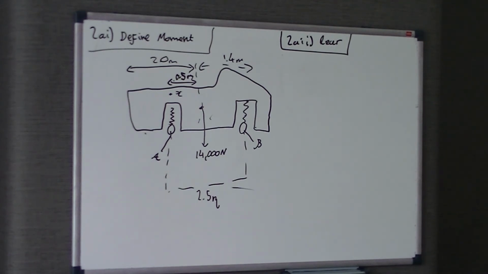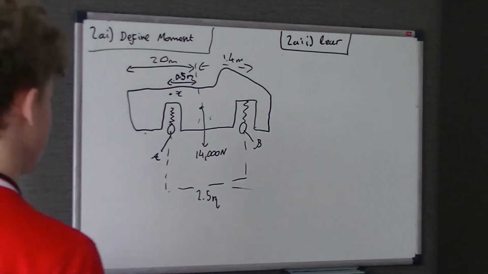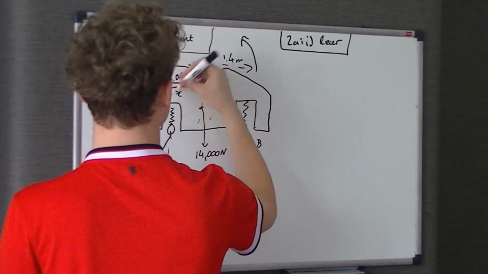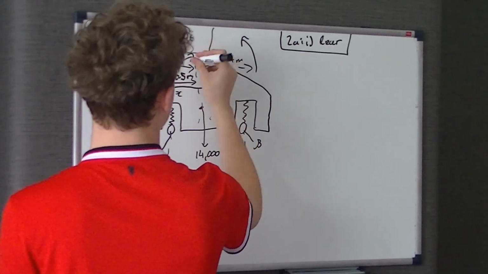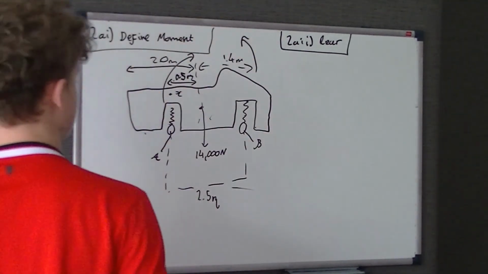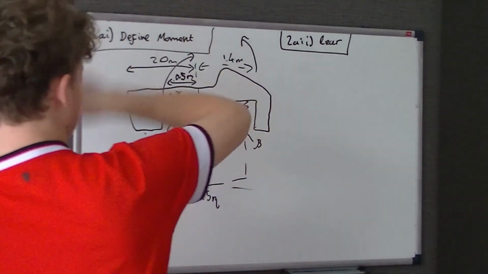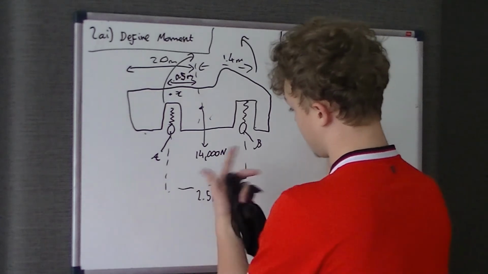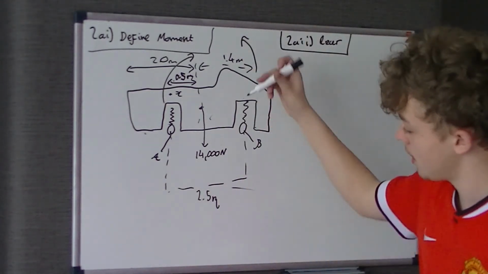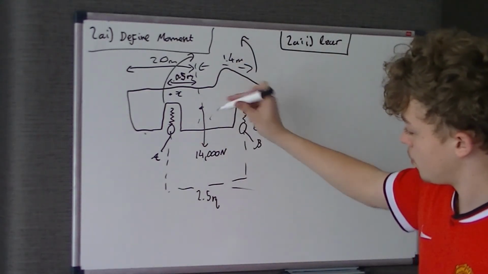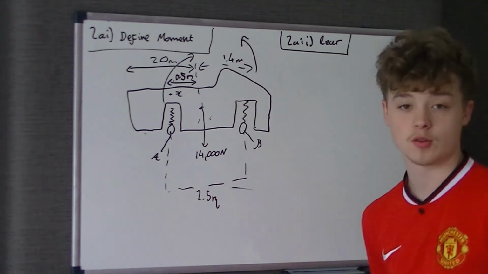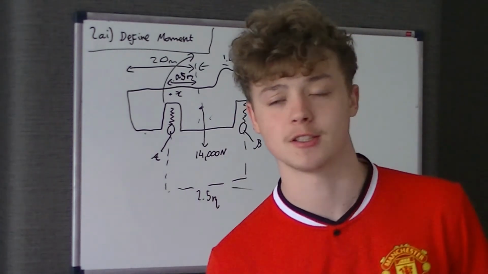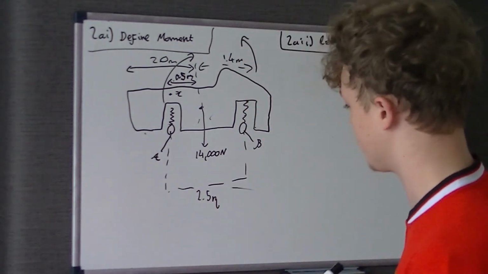So if B is going upwards, and A is going upwards, B is going anti-clockwise, and A is going clockwise. So the weight, there's no point here that we're measuring, so it's quite confusing. So it's the perpendicular distance, which is 1.4, times the 14,000 newtons.